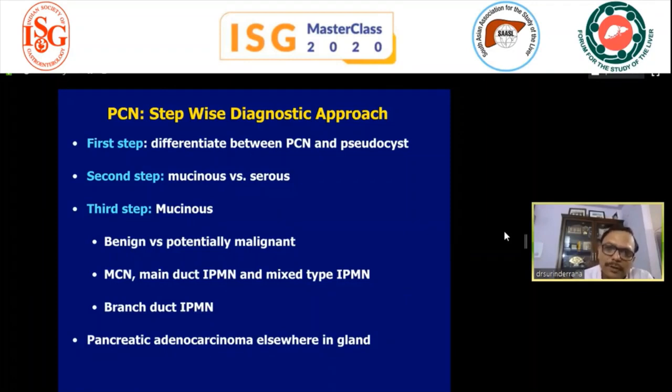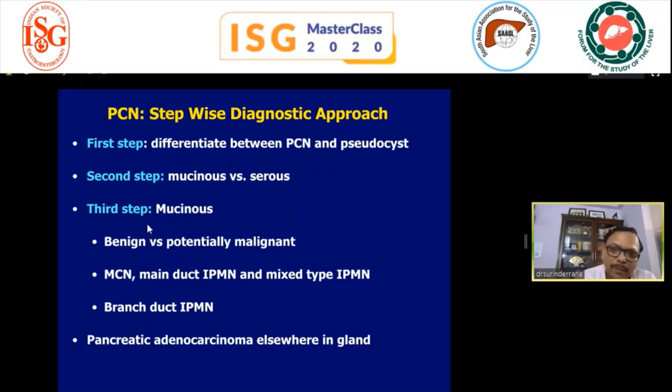The first step is to differentiate between a pancreatic cystic neoplasia and a pseudocyst, which is most of the time easy. You can have an elevated amylase lipase, telltale signs of pancreatitis. So I'm not going to discuss that. The second step is to differentiate serous versus the rest. And finally, to accurately diagnose mucinous versus rest.